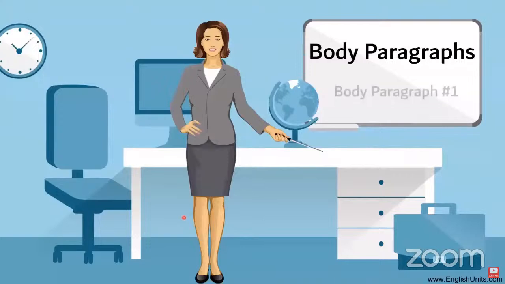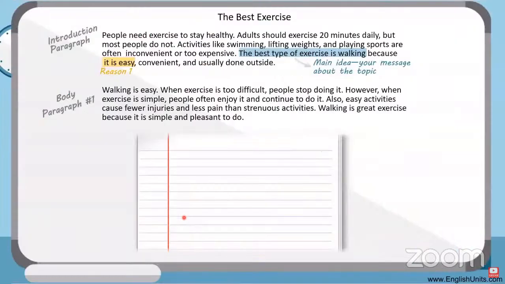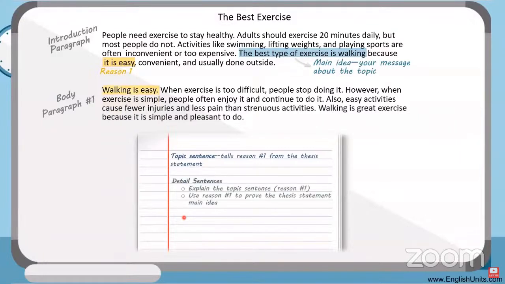So let's look more closely at body paragraph 1. Body paragraph 1 begins with a topic sentence that tells reason 1 from the thesis statement: walking is easy. Then we have detail sentences that do 2 things. They explain the topic sentence of this paragraph, which is the same as reason 1, walking is easy. And they use reason 1 to prove that the thesis statement idea, the best type of exercise is walking, is true. When exercise is too difficult, people stop doing it.